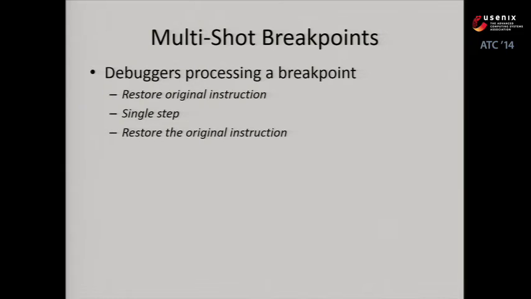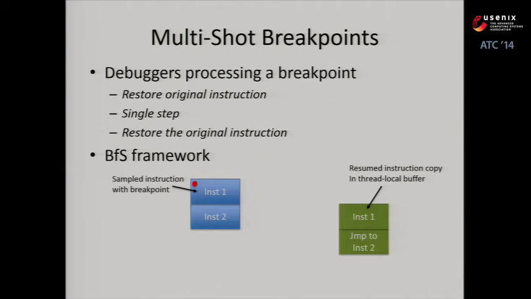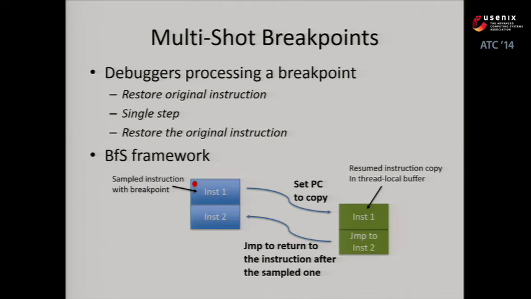And what we instead do with our framework is to create a thread local copy of the currently sampled instruction. And when returning from the breakpoint handler, the BiasFree framework sets the current program counter to the copy of the instruction. So this allows the current thread to resume execution without removing the breakpoint, because now it's operating on the copy. And the jump after the copy ensures that the control returns to the instruction after the sampled instruction in the original program. So this way, BiasFree is able to support multi-shot breakpoints efficiently.